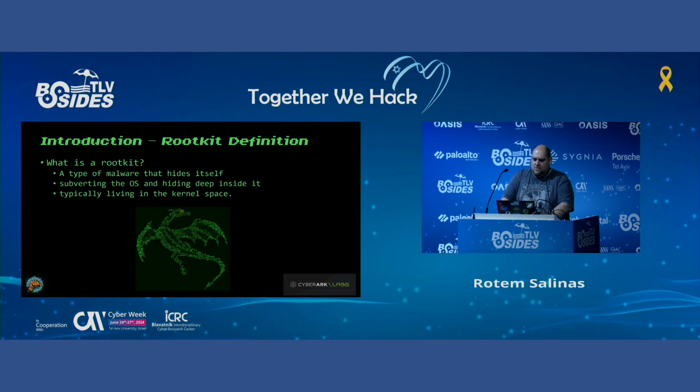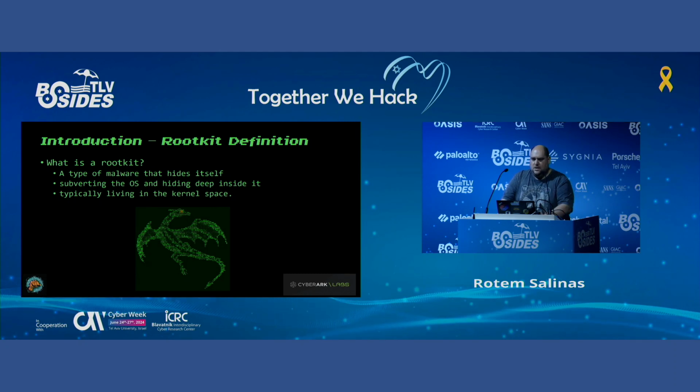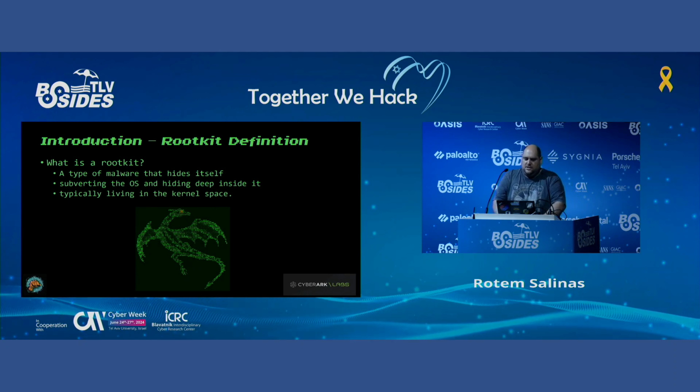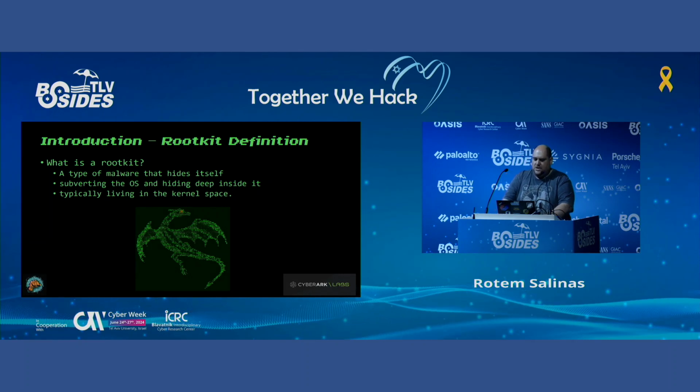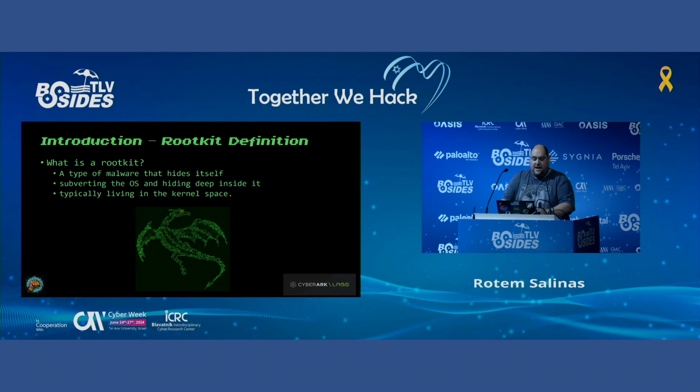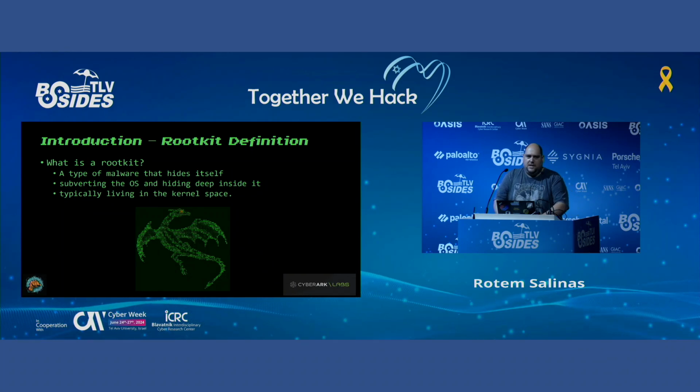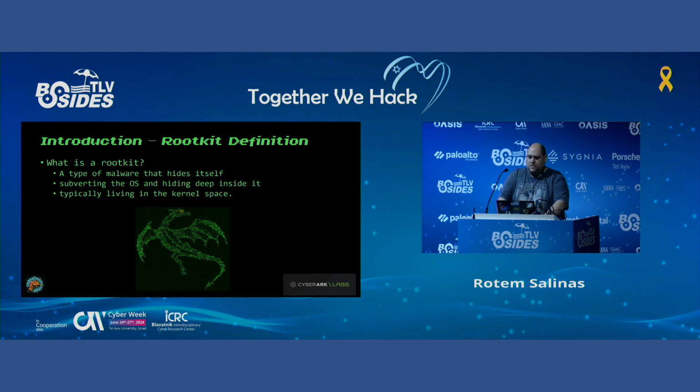So in this presentation, I will talk about rootkits on the Windows on ARM platform, which brings us to what a rootkit is exactly. A rootkit is a type of malware that hides itself in order to evade detection, specifically by subverting the OS while hiding inside it, typically living in the kernel space. And the term rootkit is taken from the Unix terminology, where root is the most privileged user on the system.